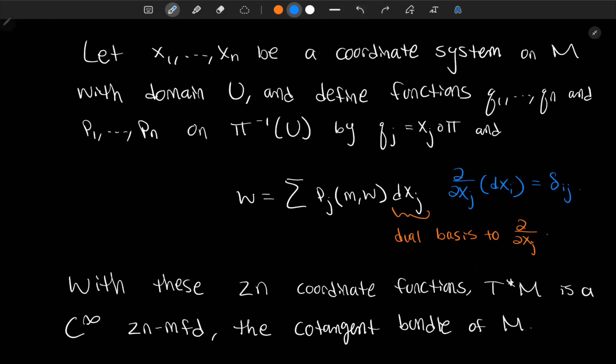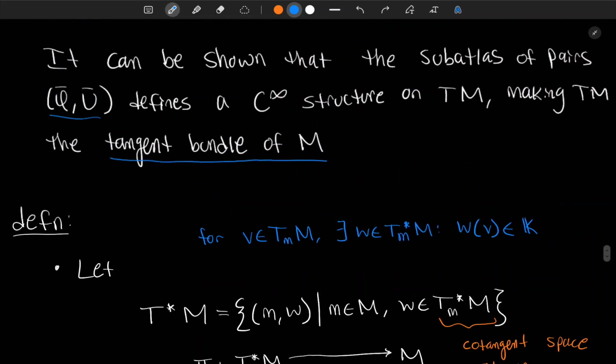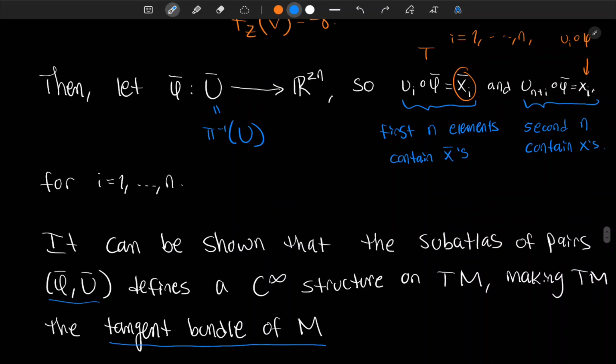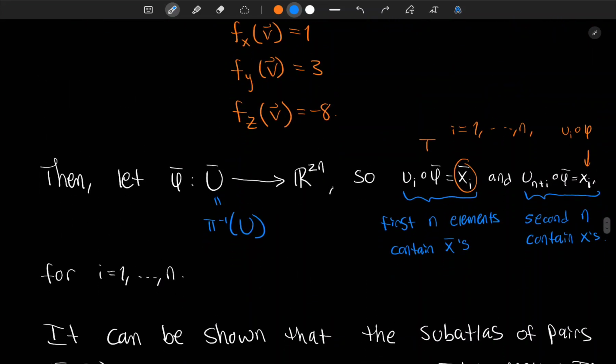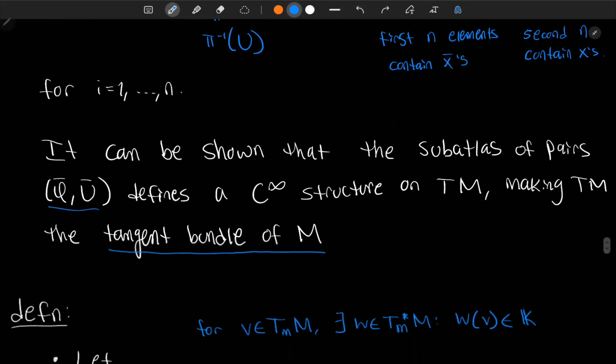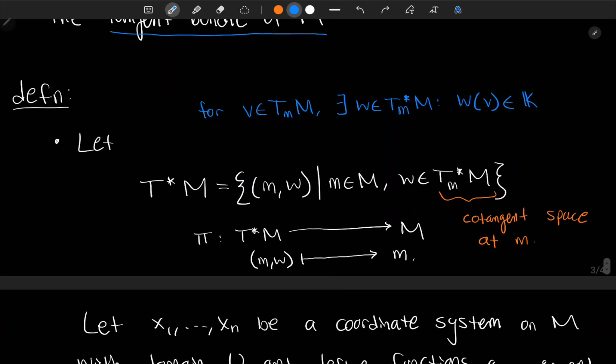And as a note, the reason that we have two n coordinate functions: before, when we were defining tangent bundles, we mapped to R^2n. And so we mapped to R^2n here for our function phi bar. The reason that we did that is because T*M and TM both consist of pairs of two things. They consist of a pair.